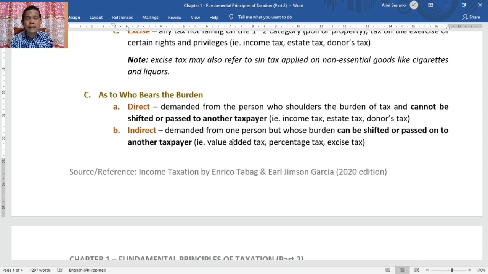So, nagbebenta ka at VAT registered ang iyong business. So, kailangan mong magpataw ng 12% VAT doon sa iyong mga paninda. Pero, pinapasa mo kasi ito sa iyong mga consumer, sa mga buyers. So, sila ang nakakatanggap talaga. Sila yung nagbabayad ng buwis na yon. So, it can be shifted from one taxpayer to another. So, that is what we call indirect tax.